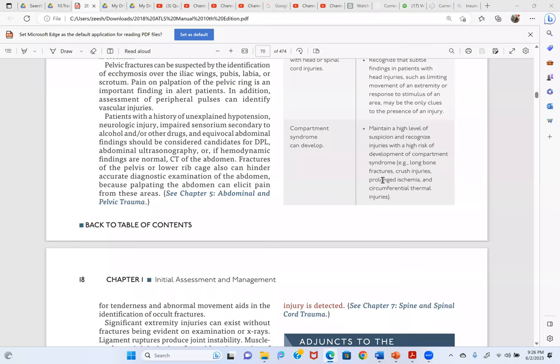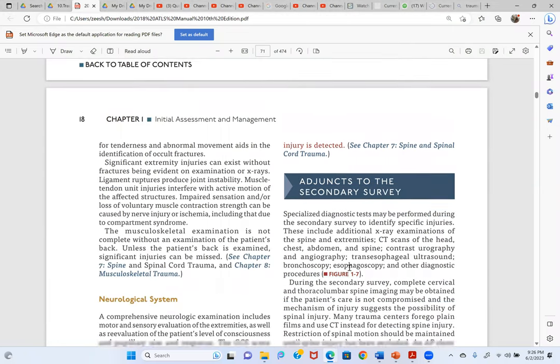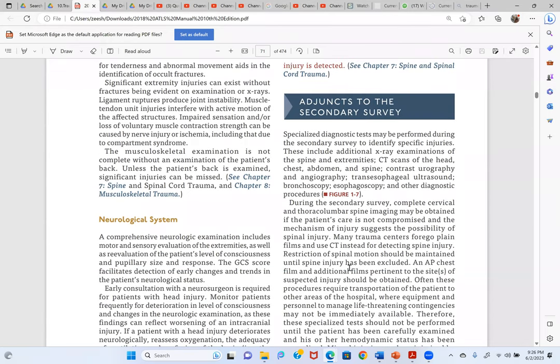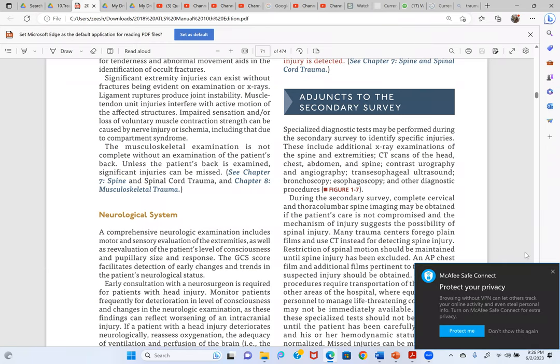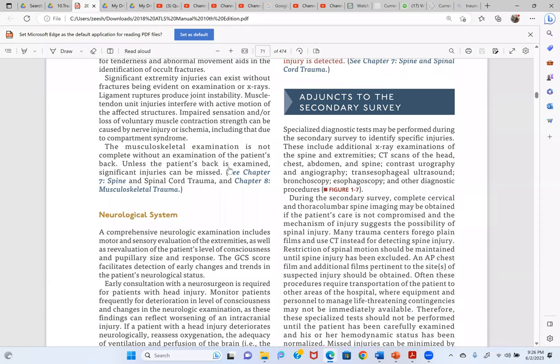You will have development of compartment syndrome. It is not only in the peripheries, it can be there in the abdomen as well. So don't forget to examine the back, because in this scenario you can very easily miss it. So you have to think about these things.